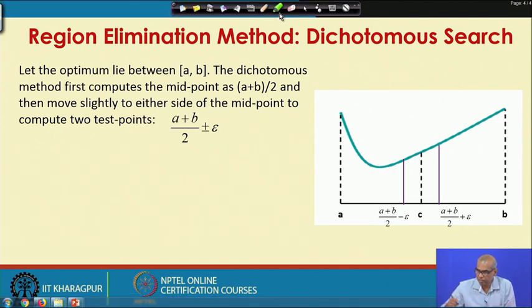So, if you look at the figure, this is one trial point or test point and this is another trial point or test point. Both are symmetrically placed around c. And since c is the midpoint, both these two new trial points are symmetrically placed from a and b. So, these two points are (a plus b) by 2 minus epsilon and (a plus b) by 2 plus epsilon, where epsilon is a small number.